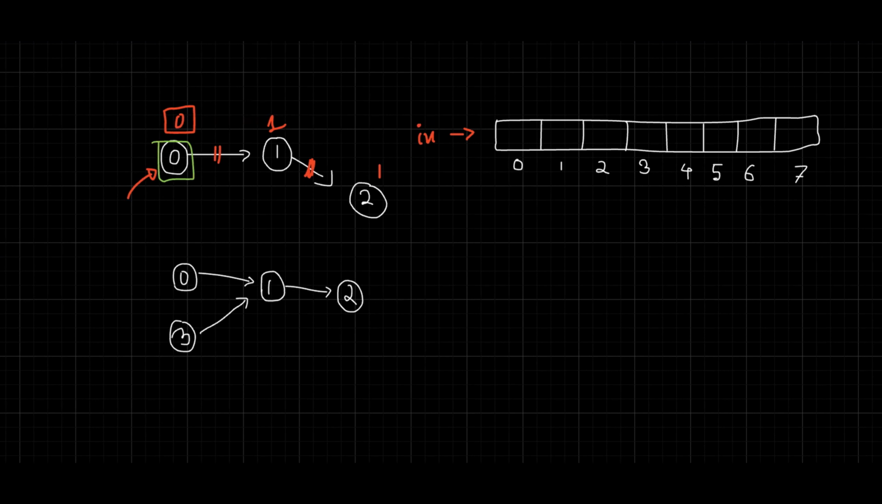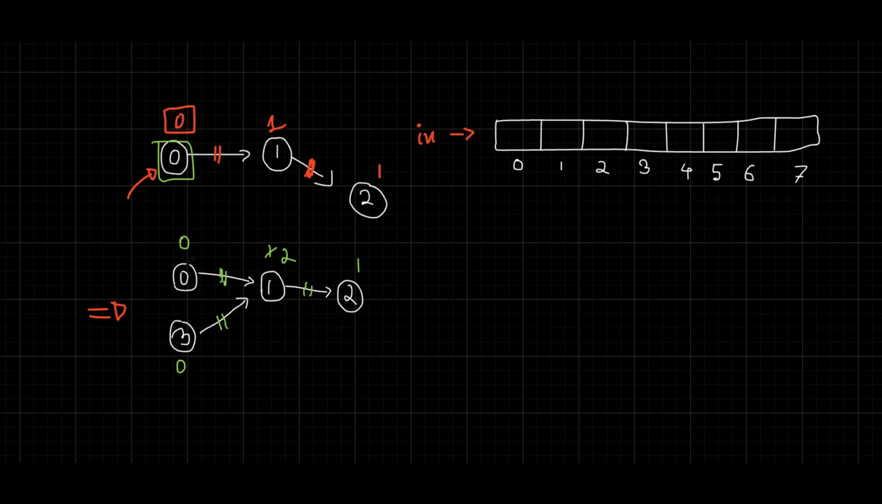But what is the scenario for this second example? Here, team 1 is weaker than team 0 and team 3. Team 2 is weaker than team 1. So for this edge 0 to 1, the in degree of 1 will be 1. And for this edge 1 to 2, the in degree of 2 will be 1. For this edge, the in degree of 1 will become 2. And the in degree of 0 and 3 will remain 0.